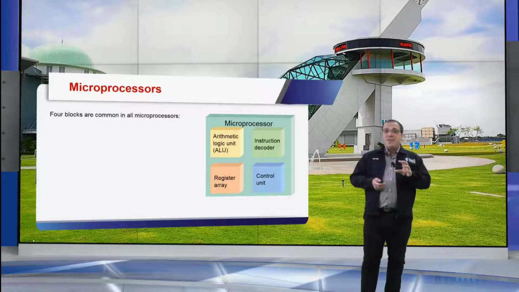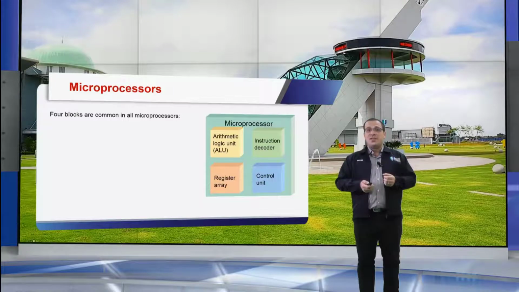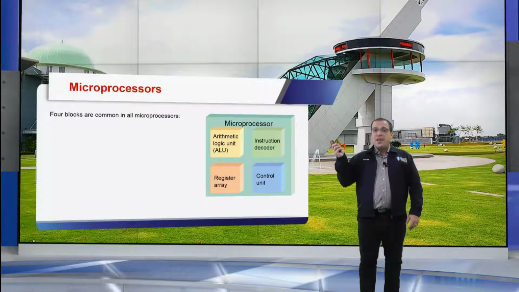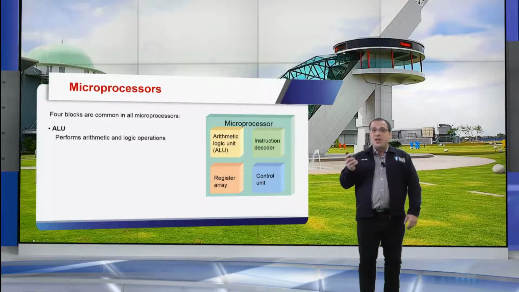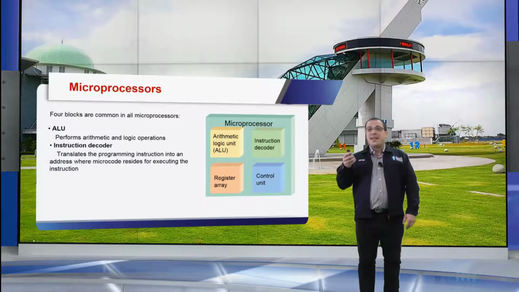Now, let's have a more concise look at the microprocessor. Let's check what is inside the microprocessor. Any microprocessor actually consists of four common blocks. As you can see, they are the arithmetic logic unit, ALU, the instruction decoder, the register array, and the control unit. The ALU is the core of the microprocessor. We have what's called the instruction decoder, which is the one that converts a program or instruction to actions.